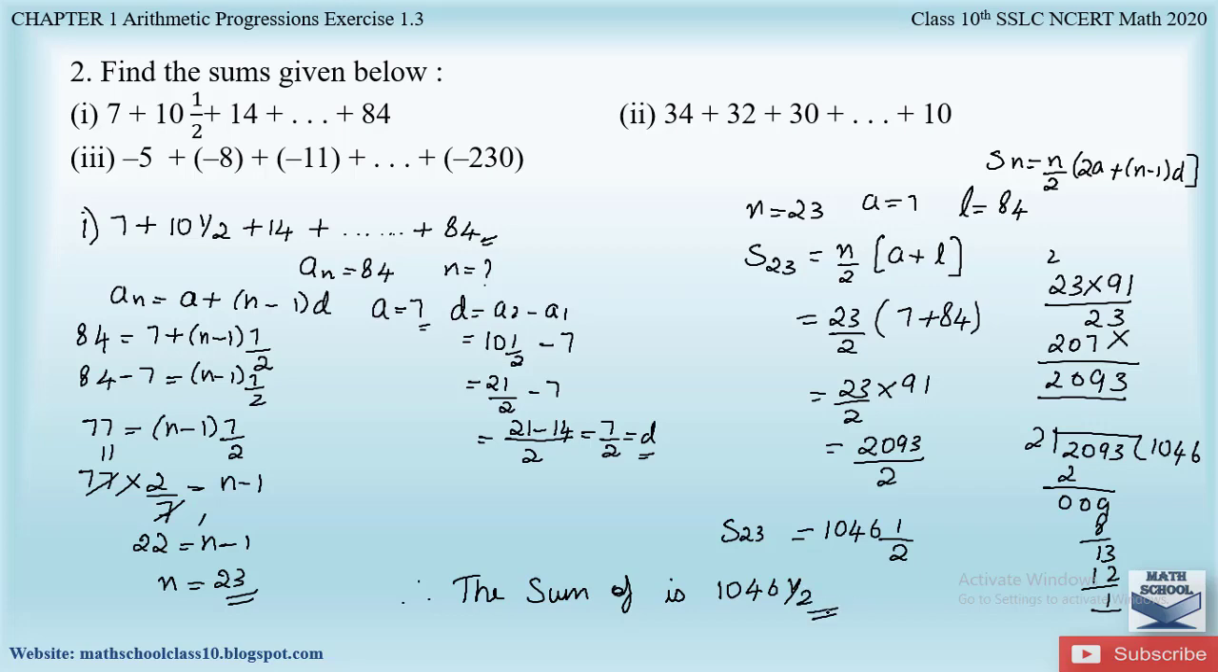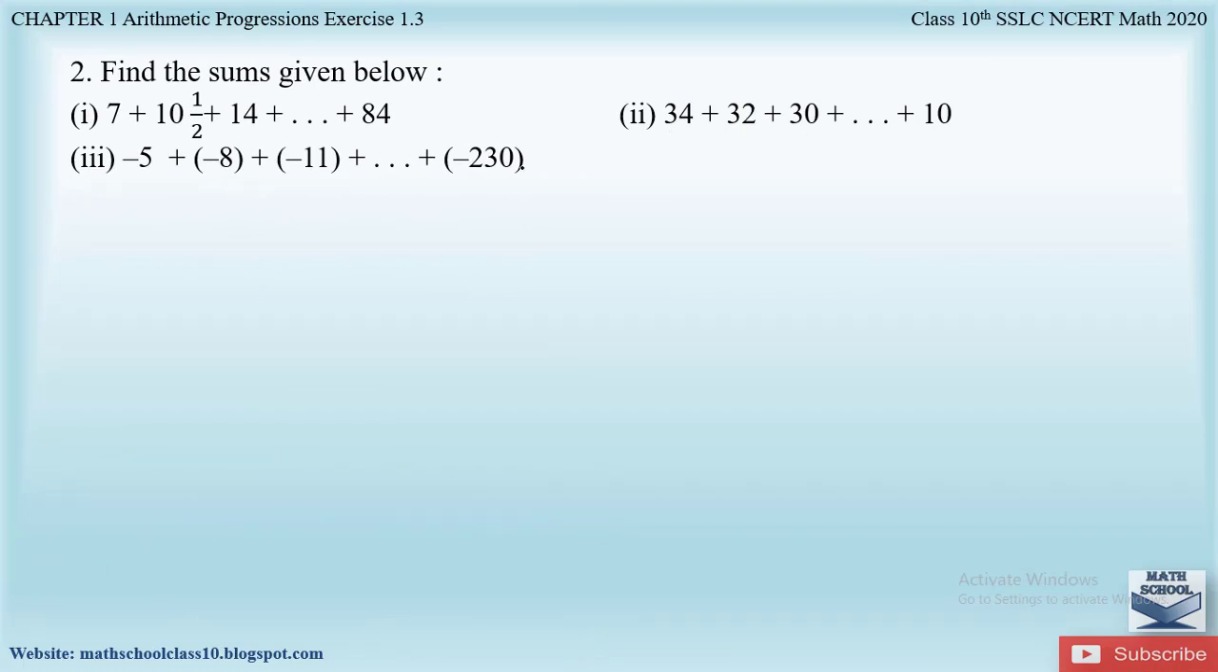So in a similar way, we will also solve the next two parts of the question. Now coming to the second part of question number 2, it is given by 34 plus 32 plus 30 plus, and the last term given is 10. So using this last term, let us find the n value first.